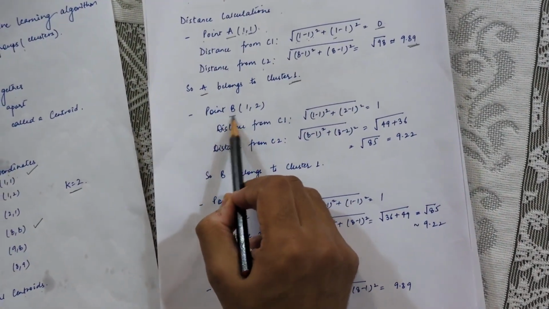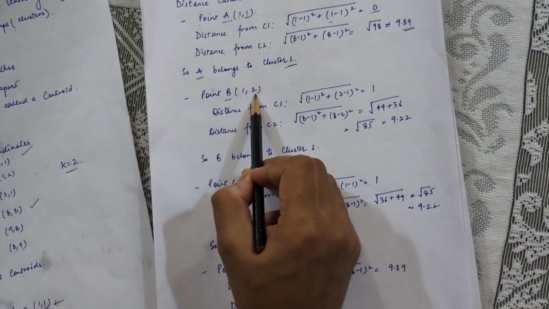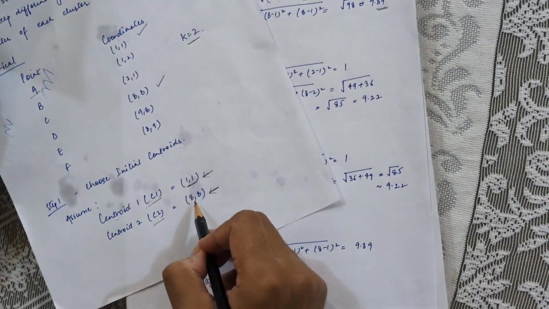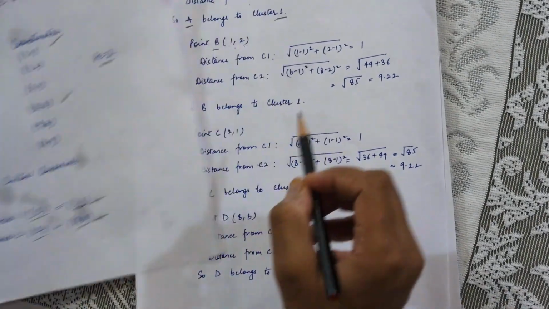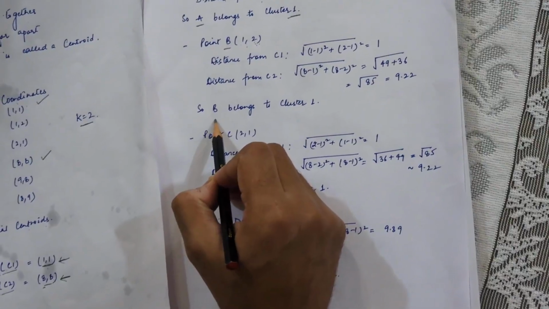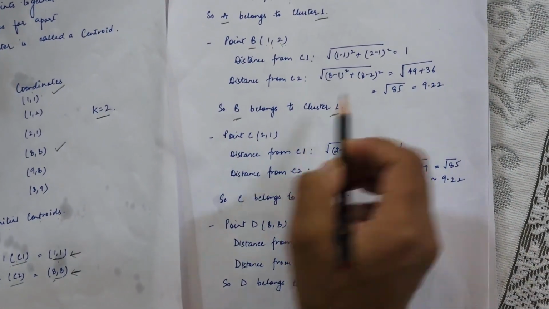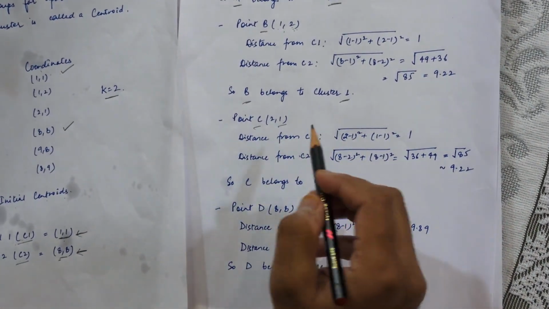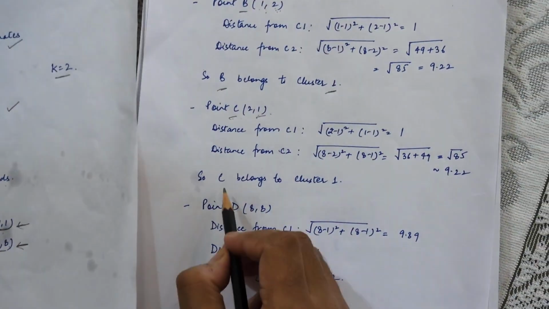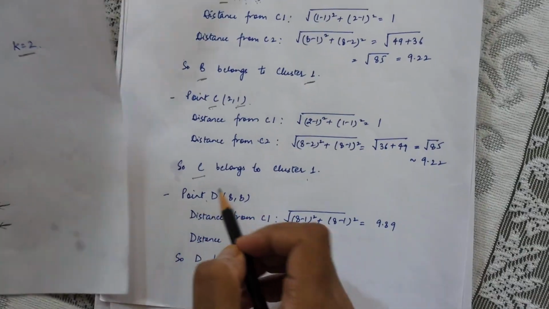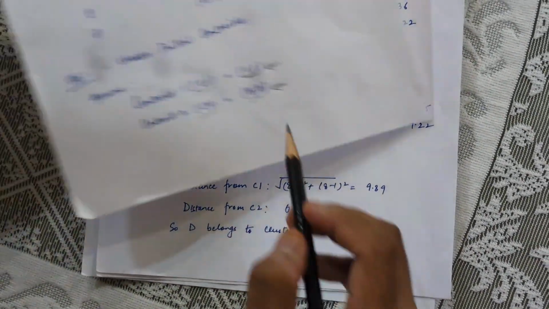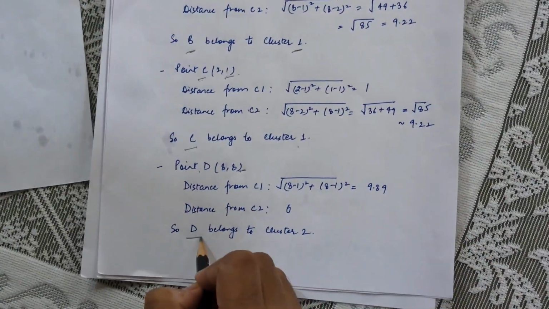Similarly, you will do it for point B, which is (1, 2). It will obviously be nearer to point (1, 1), and farther away from point (8, 8). So point B will also belong to cluster 1. Point C (2, 1), you will repeat it for all the points. Point C is nearer to (1, 1) again, so C belongs to cluster 1. Now if you look at point D (8, 8), this will be nearer to centroid 2, which is (8, 8). So you write D belongs to cluster 2.